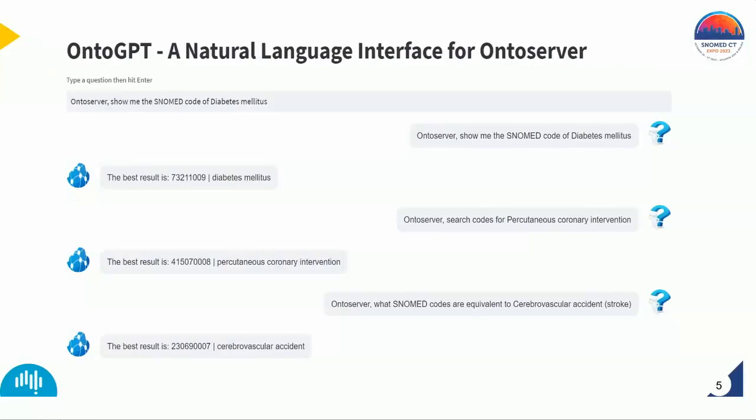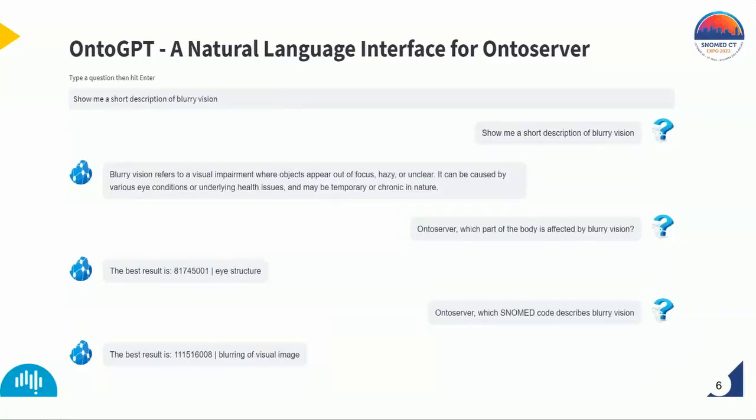Let's ask OntoGPT to retrieve SNOMED IDs for some of those terms. Here we can find concept IDs for diabetes mellitus and PCI, which is percutaneous coronary intervention. These two searches are straightforward as the results and queries are identical. Recall that the SNOMED CT browser was unable to retrieve any result for blurry vision.